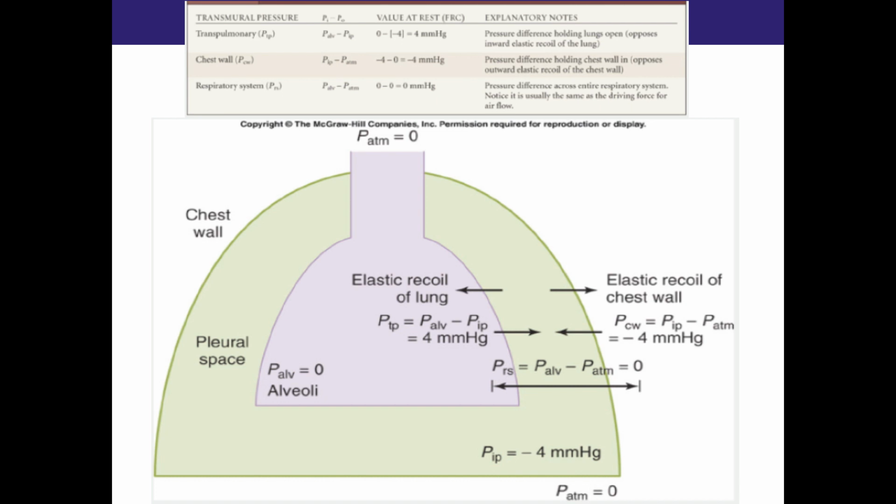Okay? Now, the respiratory system pressure is the pressure difference across the entire respiratory system. It's across the visceral and the parietal pleural membrane. So it is the alveolar pressure minus the atmospheric pressure. And that determines airflow. That's as simple as that. Notice it is usually the same as the driving force for airflow. It is determining airflow in the respiratory system.